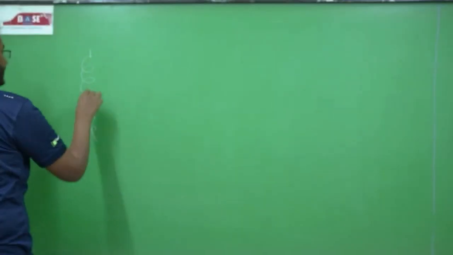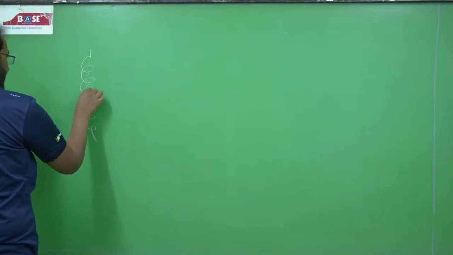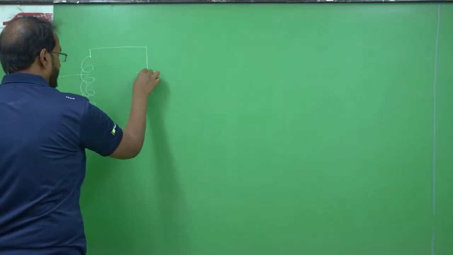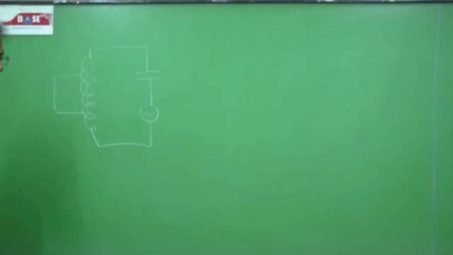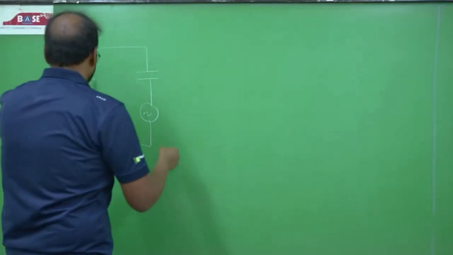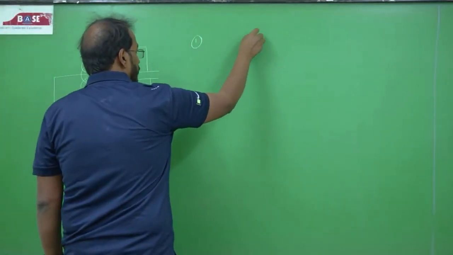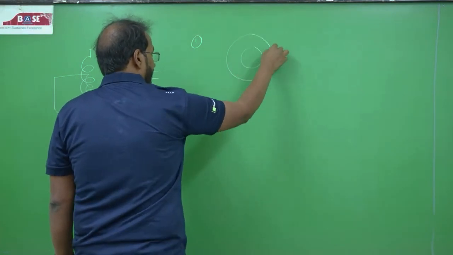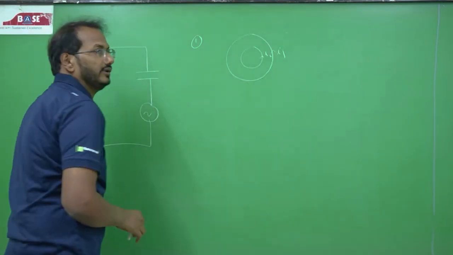One coil is this one, and the other coil is inside this, and it is short circuited, and this is the capacitor, and this is an AC source. First, concentrate on this part. Suppose two coils like this. Current in this one is I1 and this is I2.